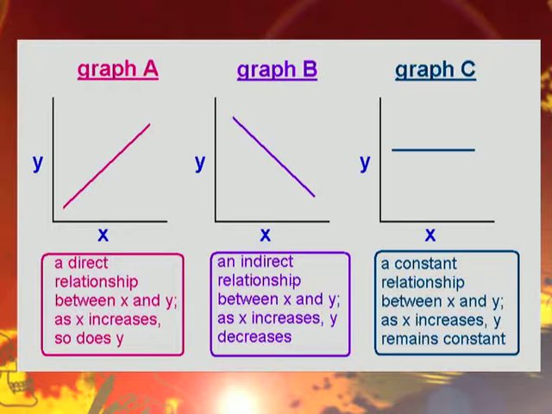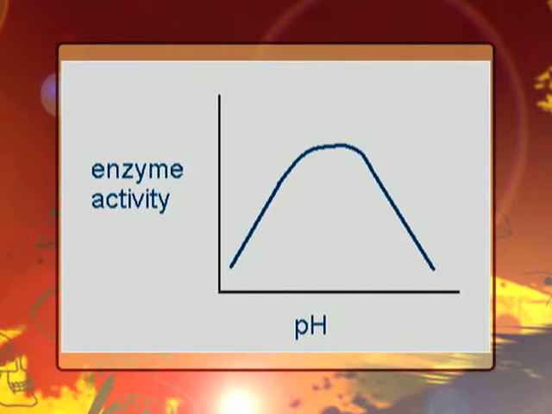In graph C, as x increases, y remains the same. We call this a constant relationship. Another constant relationship could be illustrated with a vertical line on a graph. As the y value increases, the x remains constant. Now, are you able to describe the trend that is shown in this graph?